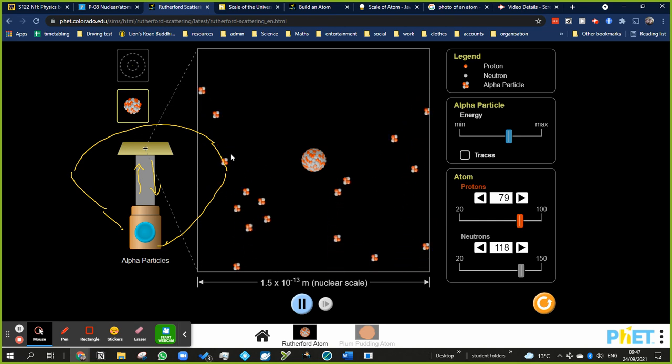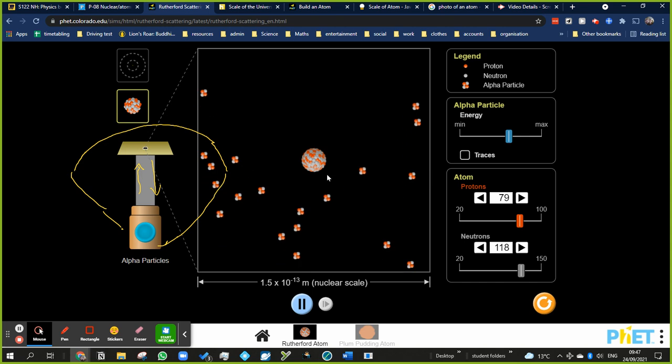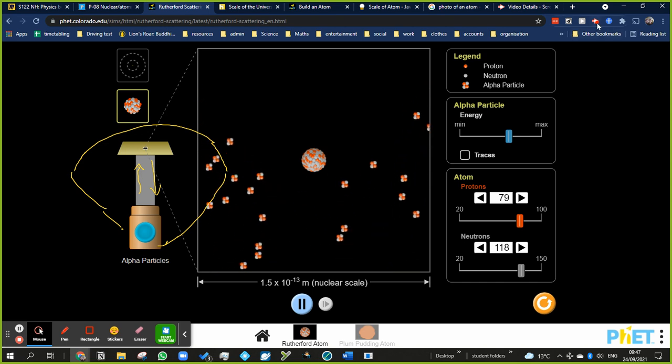So this is the last time we're going to really mention the electrons. We're going to be focusing just on the nucleus from this point onwards. Okay.